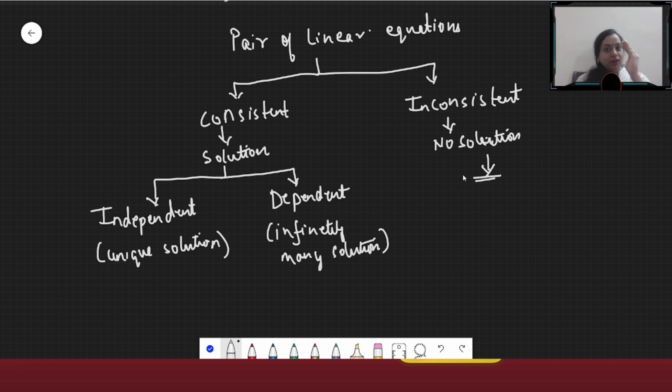So remember, pair of linear equations, two types: consistent and inconsistent. When do we call them consistent? When there is a solution. When do we call them inconsistent? When there is no solution. Again, consistent is divided into two types, independent and dependent. When do we call them independent? When there is one unique solution. If there are infinitely many solutions, then it is called a dependent consistent pair of linear equations.